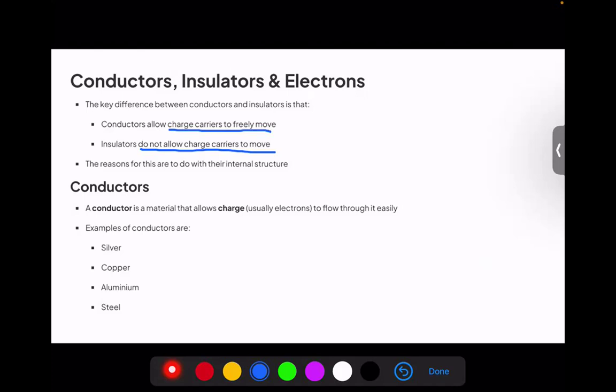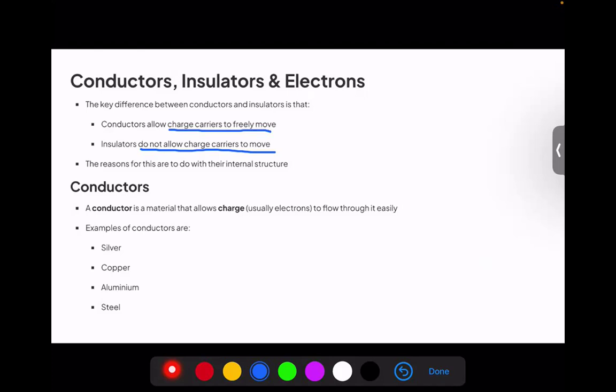From chemistry, you might have learned that when we talk about the structure of a metal, it has positive ions in a sea of electrons. Metals are good conductors. They allow charge to flow through easily, and usually it is electrons, because metals have free electrons. When you provide energy to those electrons, they start to move, and that allows electricity to pass.